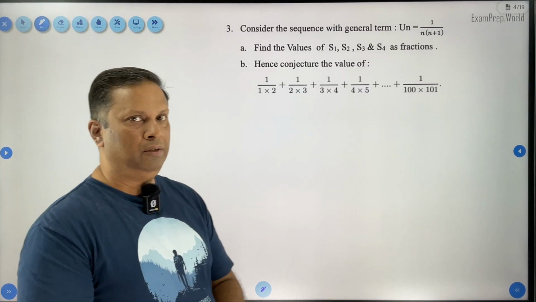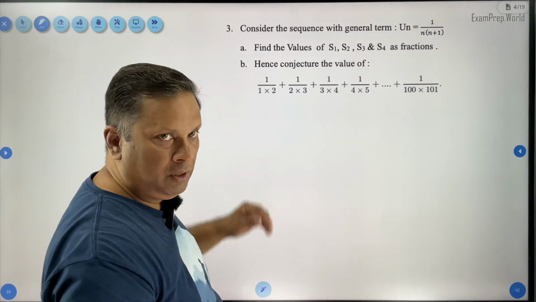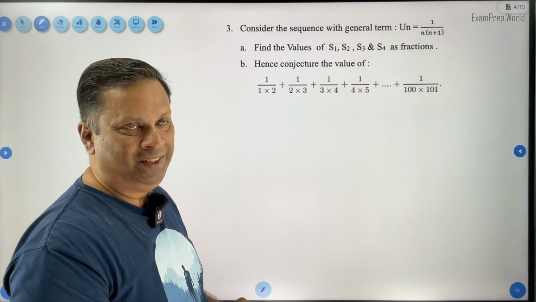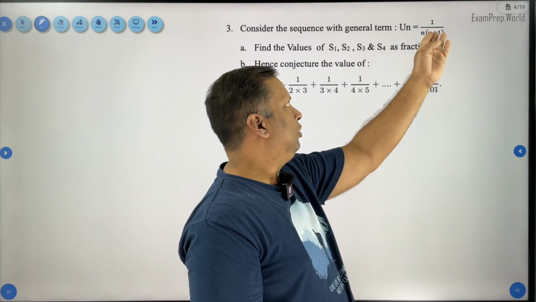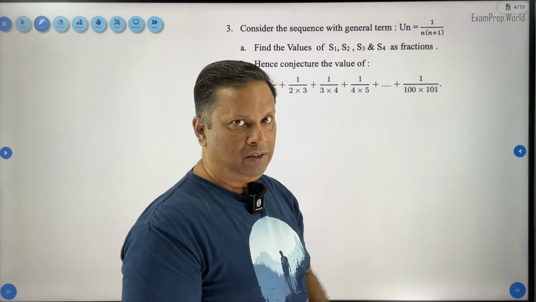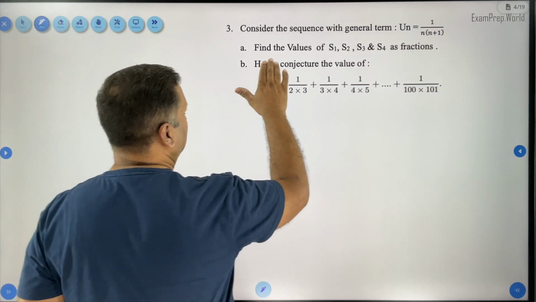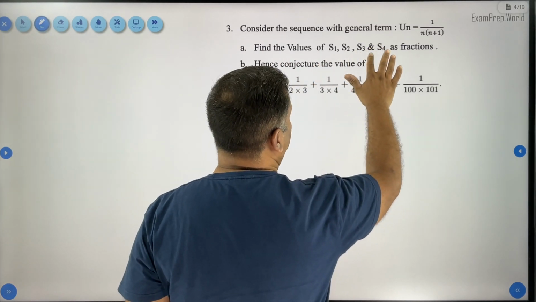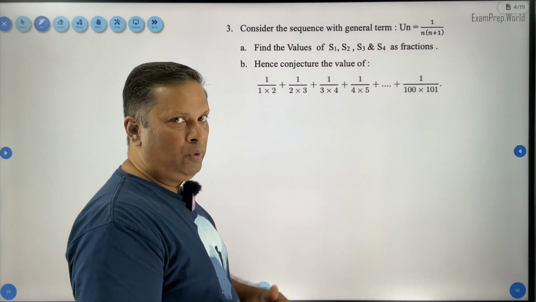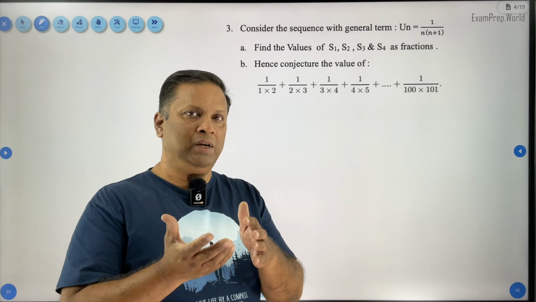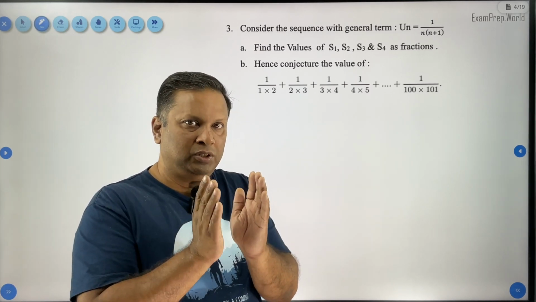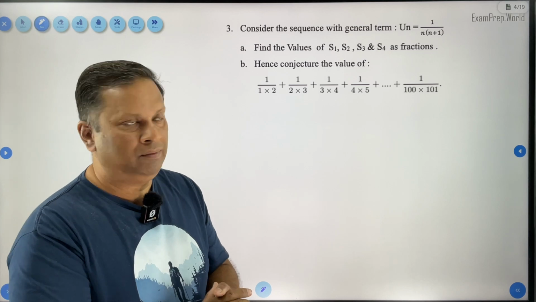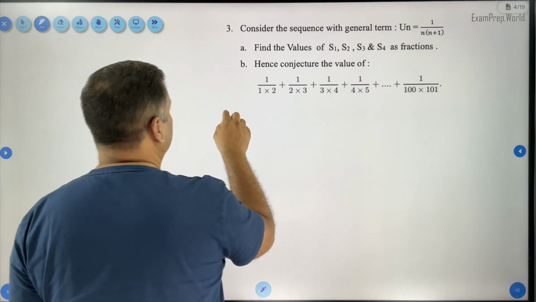Okay. Here it looks difficult, but it is not. Take my word. Okay. Let's see. They have given the general term, 1 upon n times n plus 1. And they are asking us to find the values of S1, S2, S3 and S4. So S1 is the first term itself, because with one term added, the sequence has only one term, U1. So S1 is always equal to U1. So let's find U1 first.